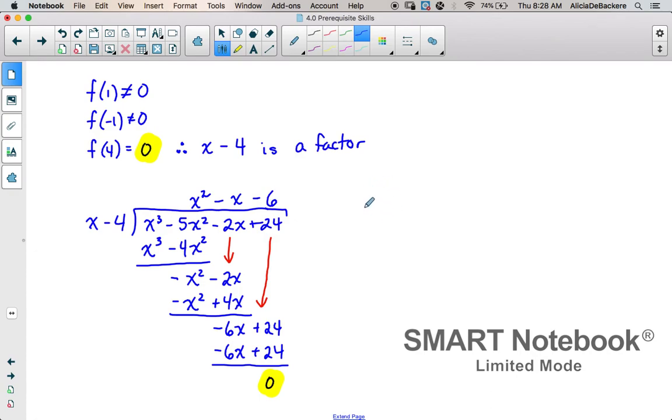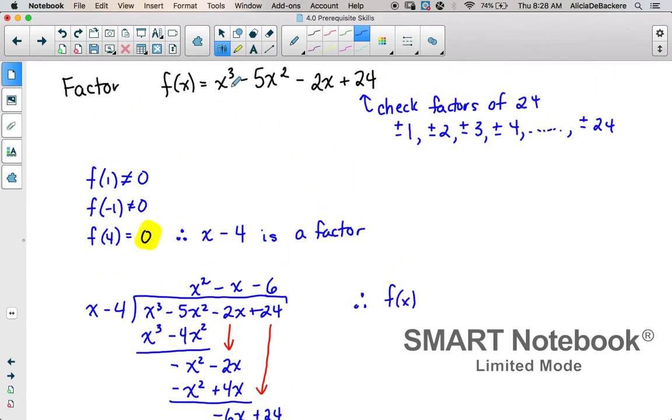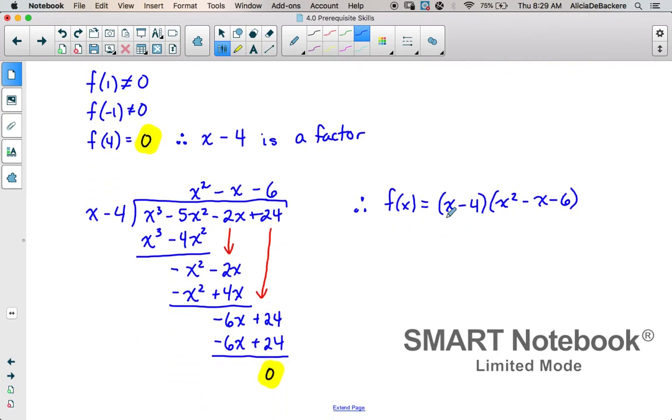So what I've figured out now is that before I had this big long cubic expression for f of x, here it is up here. Another way to write that is using this divisor x minus 4 times this quotient up here, x squared minus x minus 6. And I'm almost done. I just haven't finished factoring this question. The first bracket is fully factored, but the second bracket is not. I'm going to just use my quadratic factoring for that.